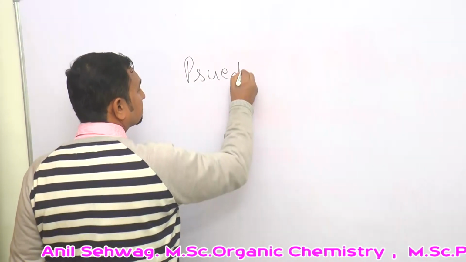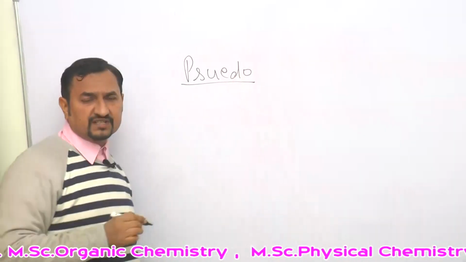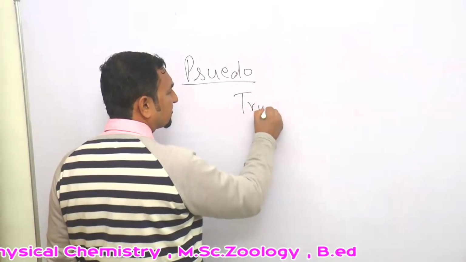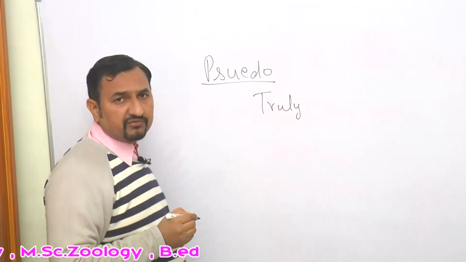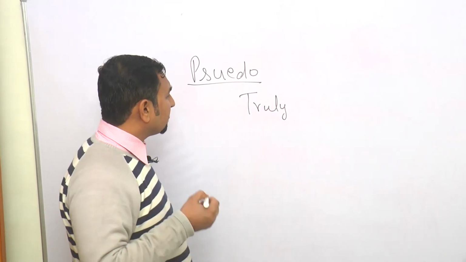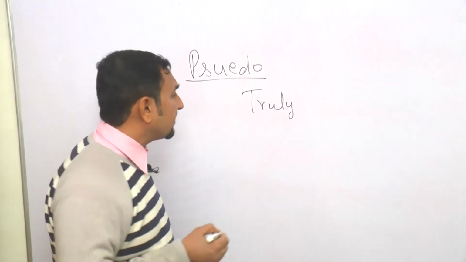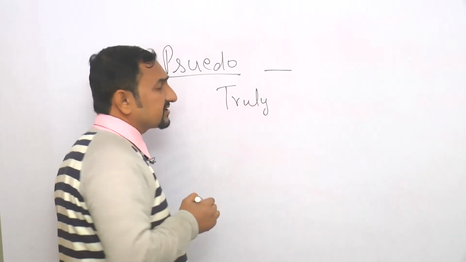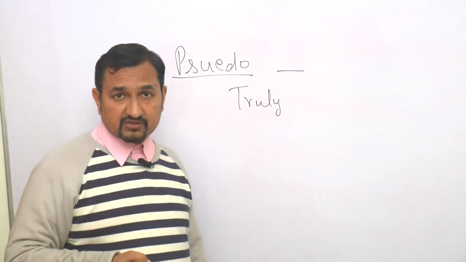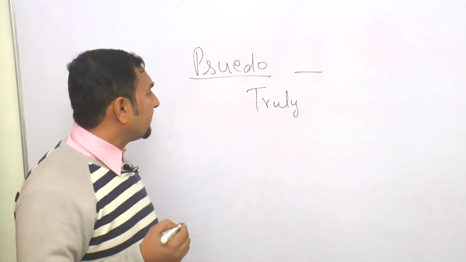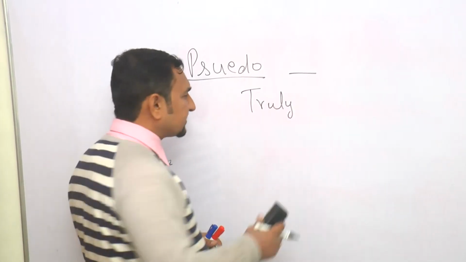Pseudo-unimolecular reaction. This word pseudo stands for false. So these reactions are not truly of first order, but become reactions of first order under certain conditions. And what are these conditions? One of the important conditions is that one of the reactants is present in large excess. So what are pseudo-unimolecular reactions? The reactions which are not truly of first order but become reactions of first order under certain conditions, when one of the reactants is present in large excess.